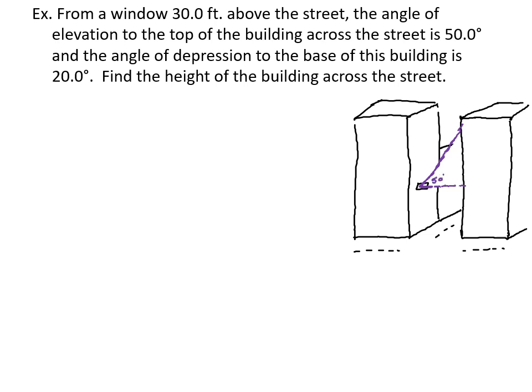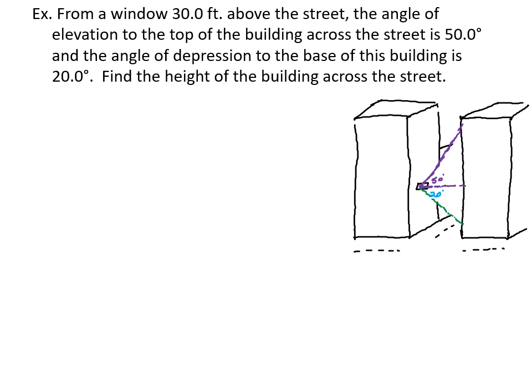And it says the angle of depression to the base of the building is 20 degrees. So from that horizontal to the base of the building, going this direction, this way has to be 20 degrees. Again, I'll erase some of the stuff that's inside the triangles. So this is 20 degrees.